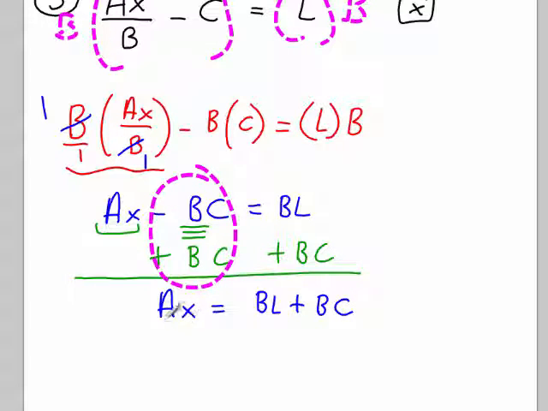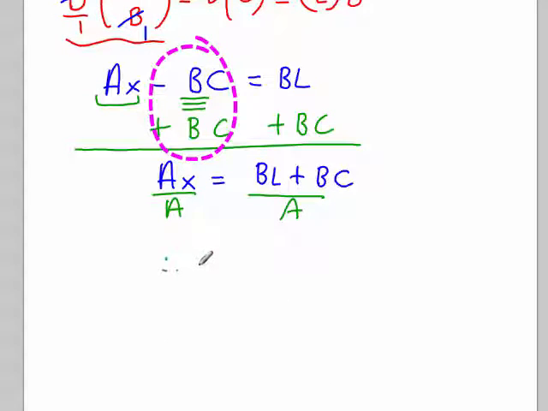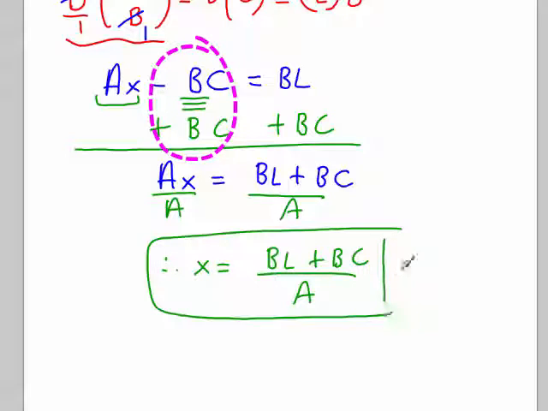And then on the left we have a times x, so to get rid of the a multiplied onto the x, we're going to have to divide both sides by a. And therefore x turns out to be b times L plus b times c, all divided by a. This formula is equivalent to my starting formula.